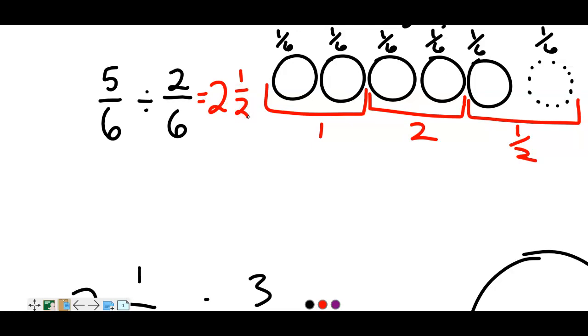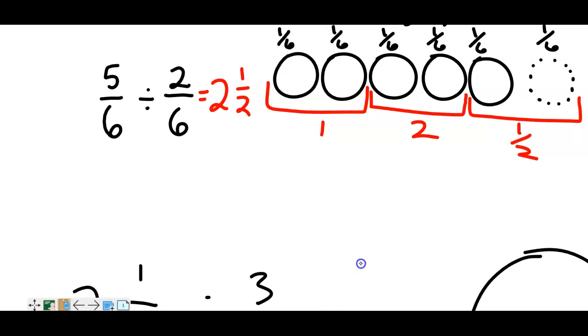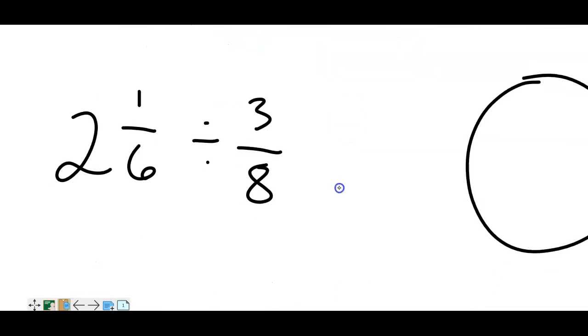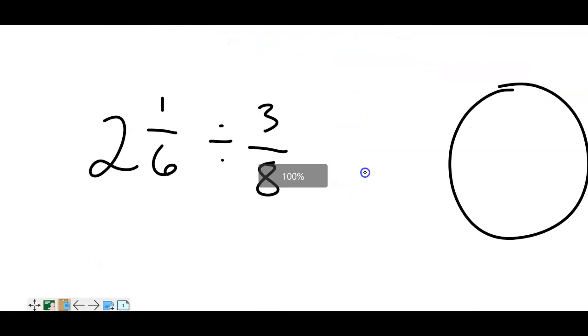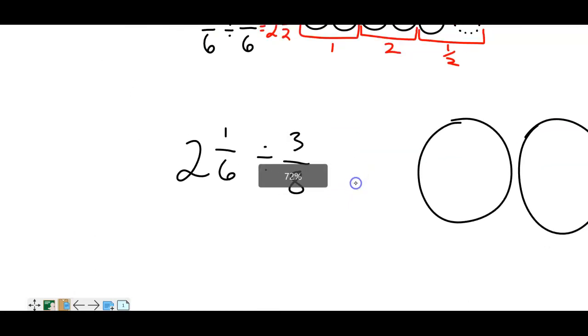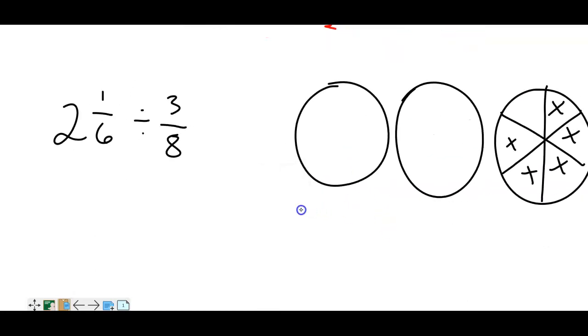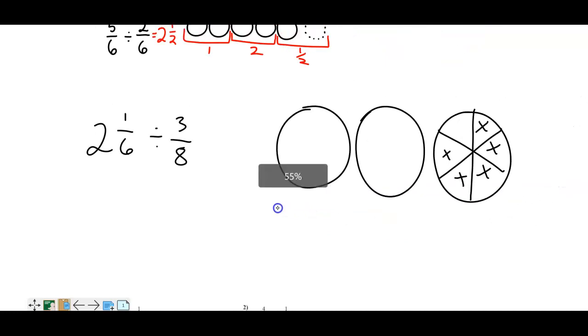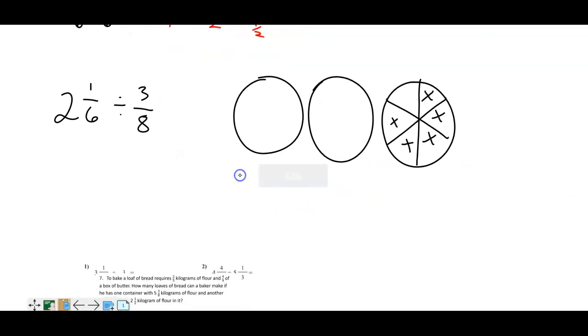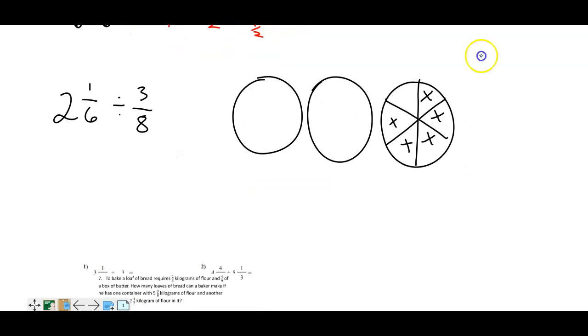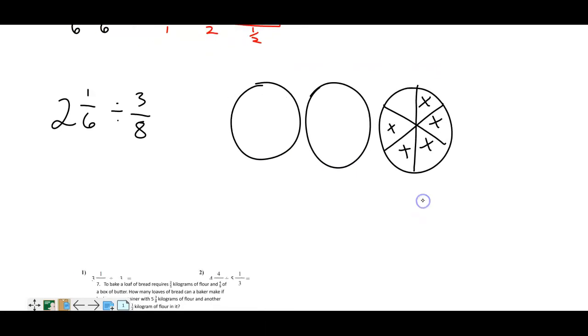Okay, let's do another problem here. So this one right here, 2 1/6 divided by 3/8. Well, I can do this. I've kind of prepared it a little bit up here. I have 2, and then I have a third one here split into sixths. So this is 2 1/6. That's the sixth I have. I don't have these over here.